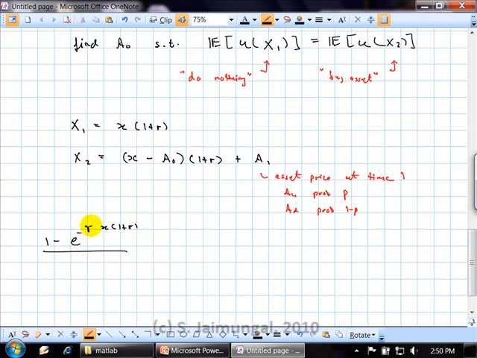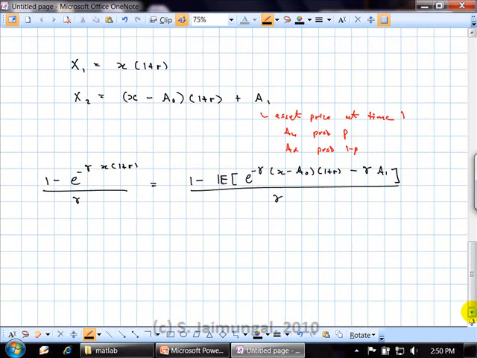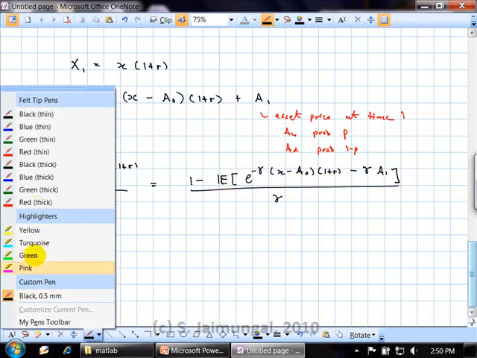And yeah, I have to be careful. Sometimes my gammas on the screen look like R's. Okay. And on the right-hand side, what are we going to have? Well, we have 1 minus expected, since the expectation operator is linear, we can just pull it to lie under here. We'd have e to the minus gamma times that times 1 plus R minus gamma times A1, and this whole thing is being divided by gamma. So of course, like we said before, gamma just in the denominator just cancels out. The 1, in fact, even just cancels out. The minus sign cancels out. And there's a couple of other nice cancellations.